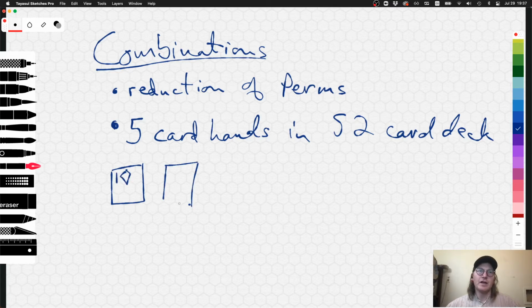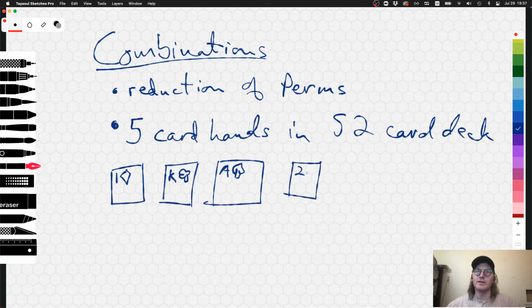Let's say you've got a king of clubs, and an ace of spades. Let's just do a couple more really quick. Say you also have a 2 of diamonds, and let's say a 9 of diamonds as well.